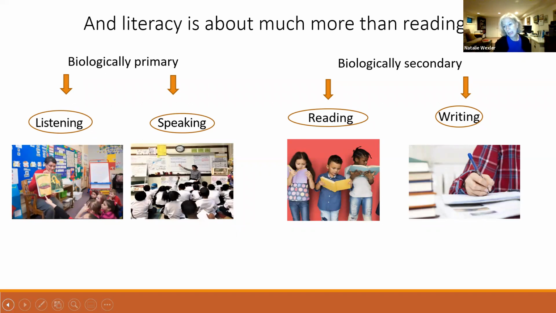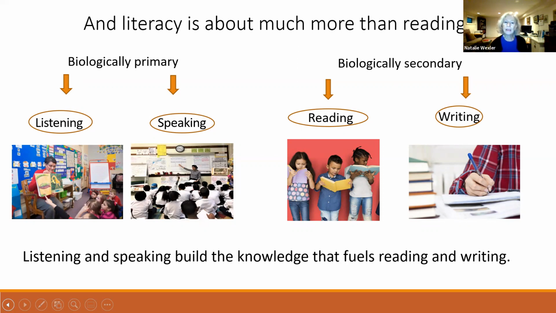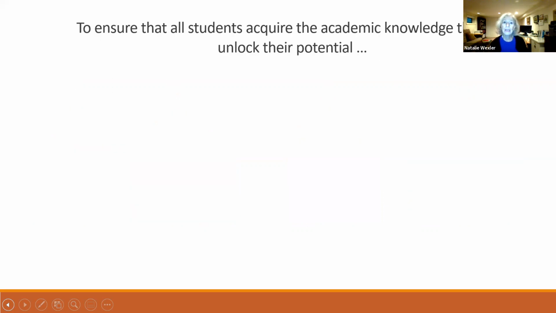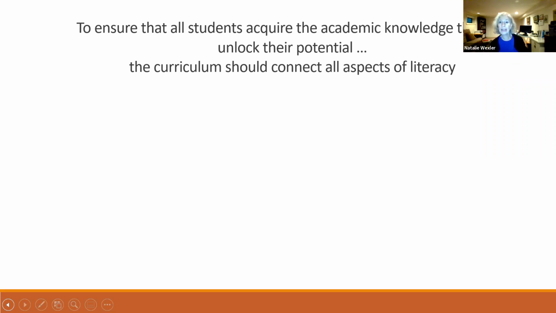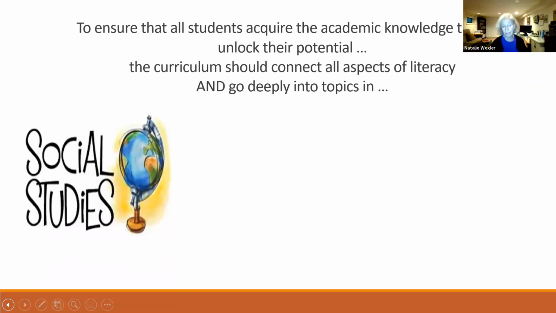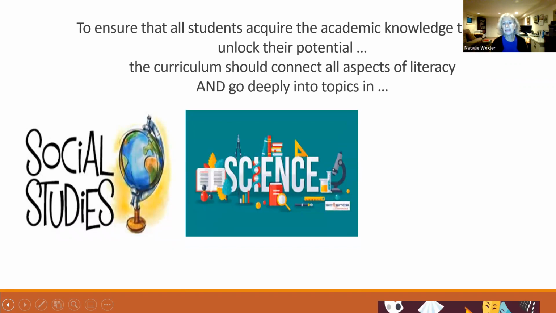So when kids are still learning to be fluent readers and writers, listening and speaking are the most effective ways to build knowledge and vocabulary. Kids can take in a lot more sophisticated information and understand it through listening and speaking. So listening and speaking can build the knowledge that fuels those more difficult things, reading and writing. So to ensure that all students acquire the academic knowledge that can unlock their potential, the curriculum should connect all those aspects of literacy and go deeply into topics in social studies, history, geography, science, and the arts.